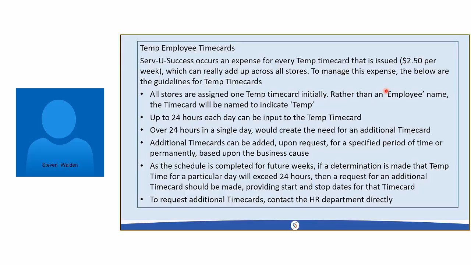Then, as the schedule is completed for the upcoming weeks, the store manager would determine if temp time for a particular day in the upcoming weeks would exceed 24 hours. Then they can just send a request for an additional time card, providing the start date for that additional card and the stop date. So it could be just 1 week I need it, or I need it for the next 4 weeks, got a big project going on, or got people on vacation, wherever it may be.